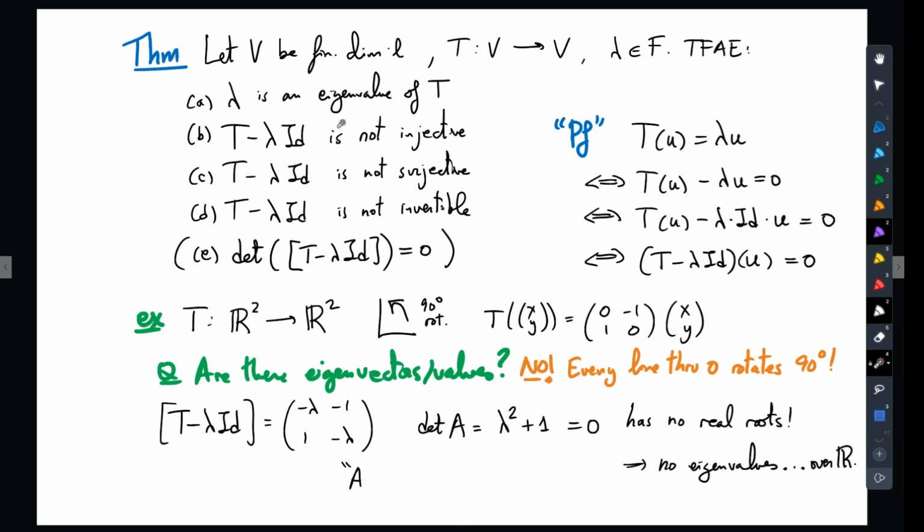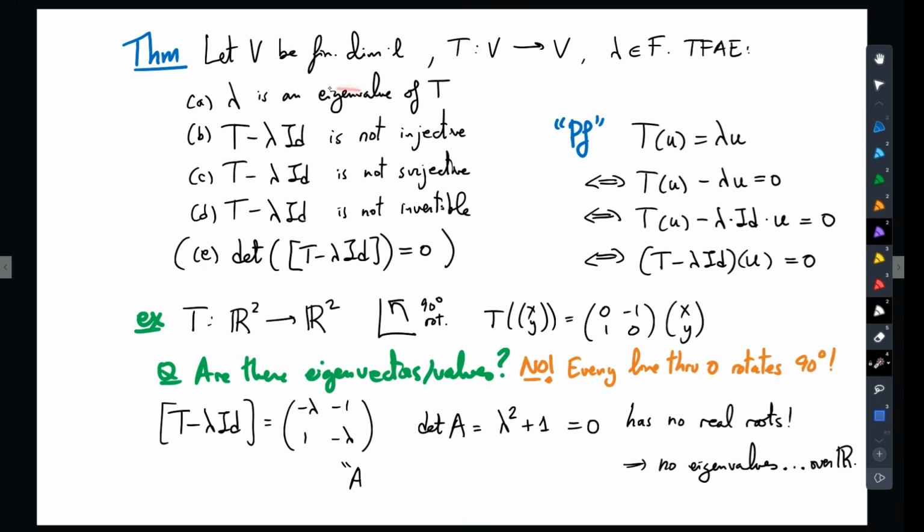Lambda is an eigenvalue for T if and only if T minus lambda times the identity, this is a new operator, is not injective, if and only if T minus lambda times identity is not surjective, if and only if T minus lambda times identity is not invertible, if and only if, if you know about determinants, whenever an operator is not injective, the determinant of the matrix, for any basis, if I write a matrix for that operator, that determinant will be 0. So this is, for example, equivalent to this condition. And the proof of this is the following.